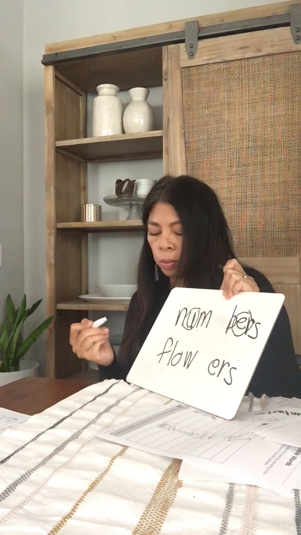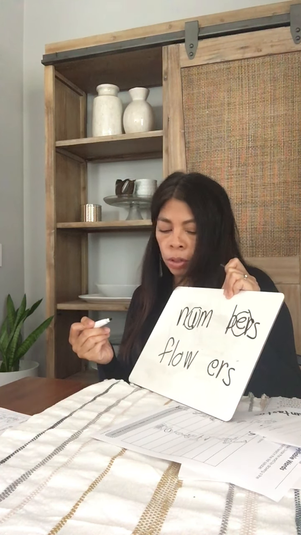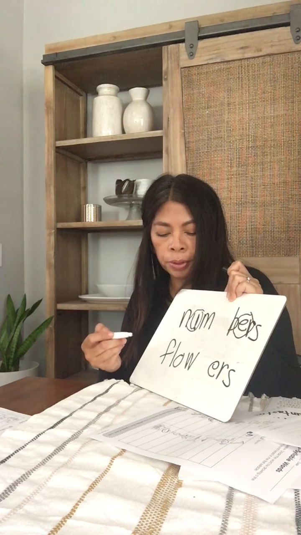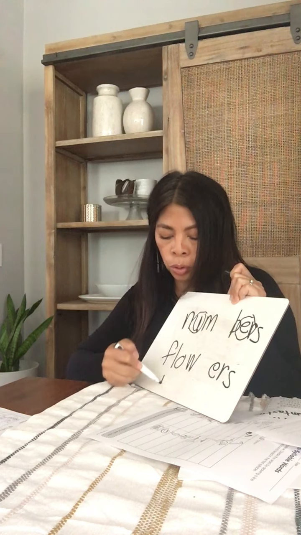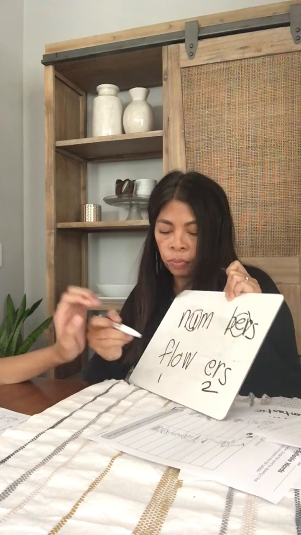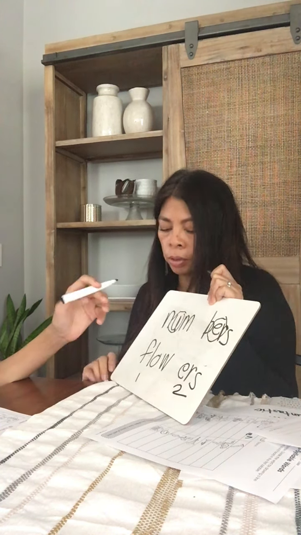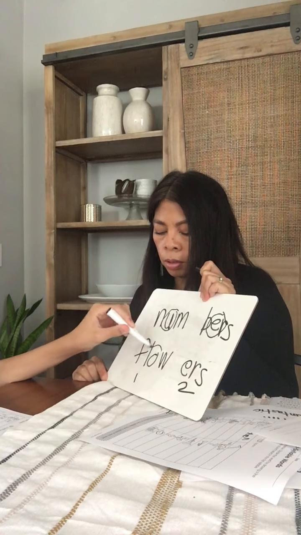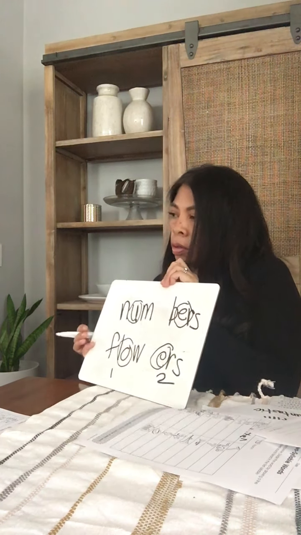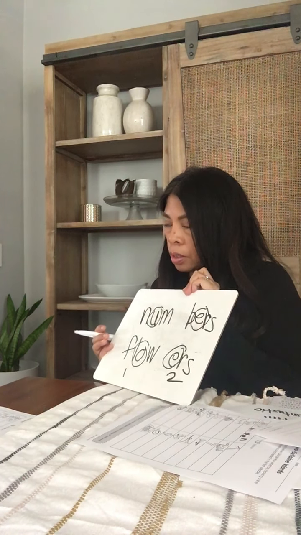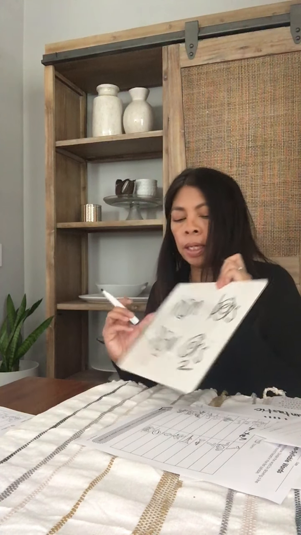Okay, can we read that? Flowers. Flowers, that's right. And so we know flowers has two syllables. And can you circle the vowels? That's right, 2 syllables with 2 vowels, okay? Right, so you break it apart.